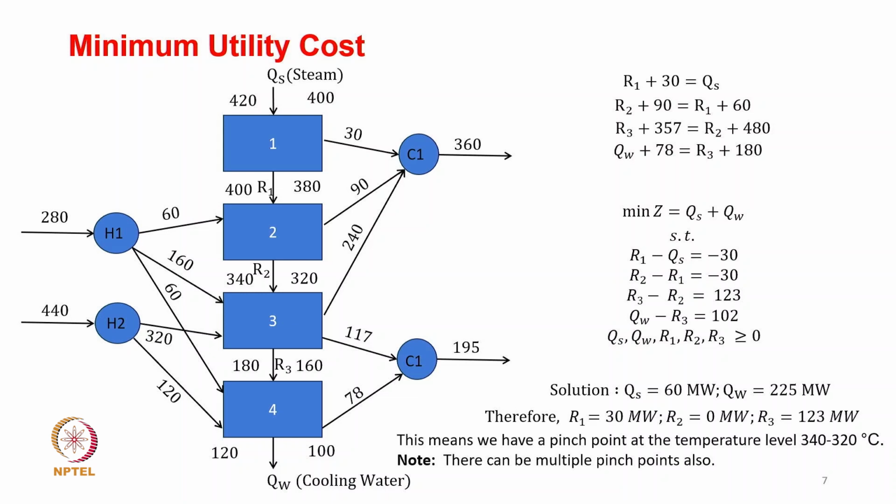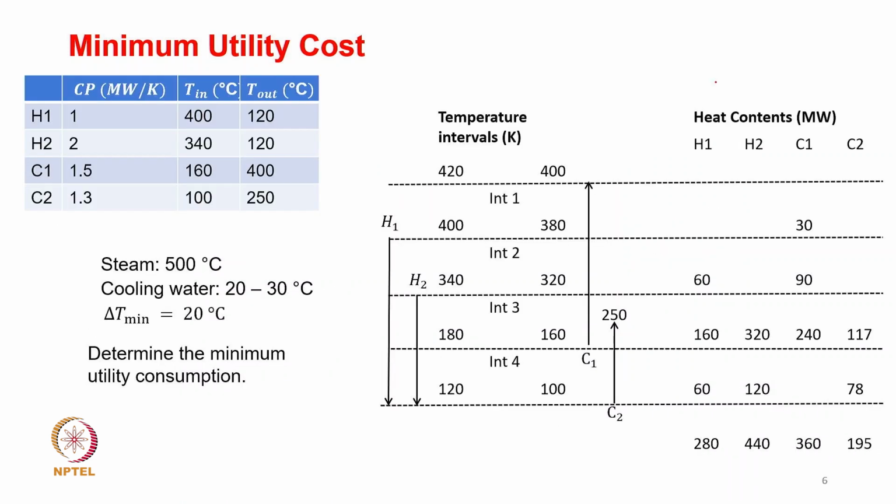Now let us write the balance across each of these intervals. Let's look at case 1. R1 is going out, 30 here, and what is coming in is QS. So R1 plus 30, which is the difference in terms of the heat utility, is equal to QS. In fact, you can see the heat loads over here, the heat contents in megawatts. So this would be 30, 60, 90, all this information.